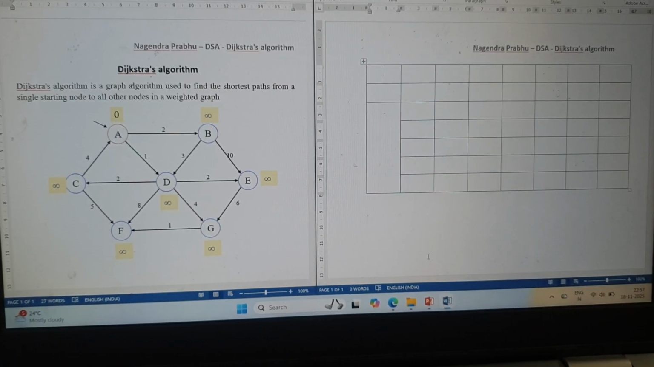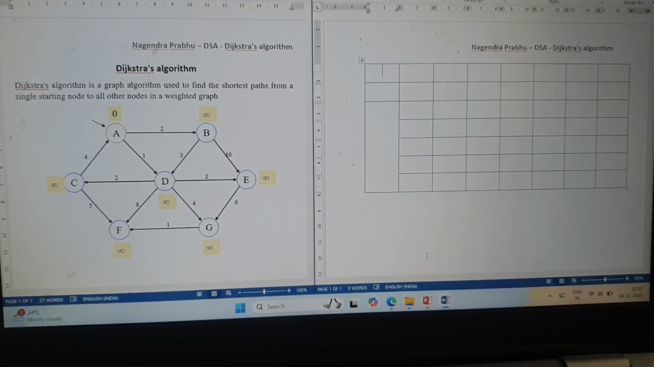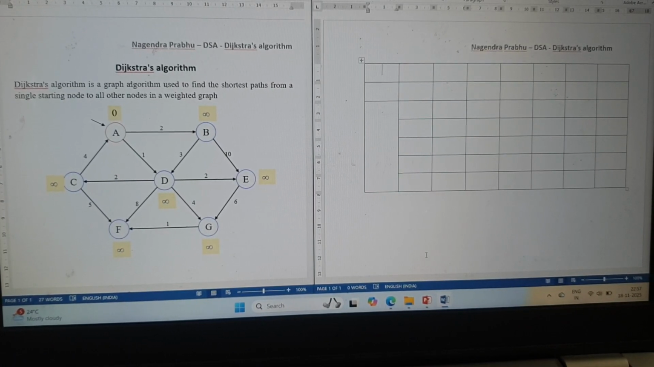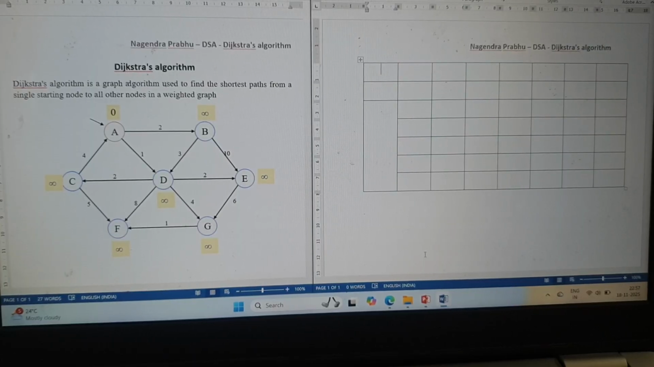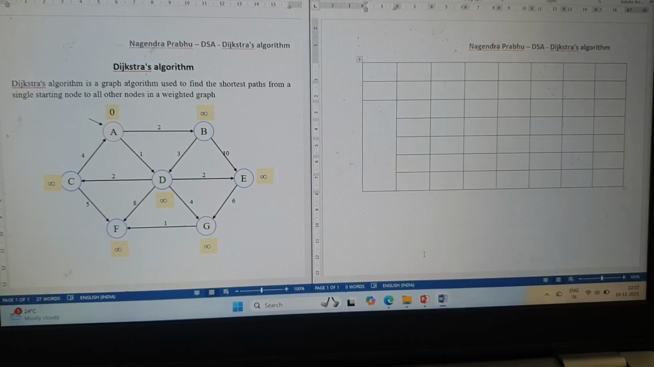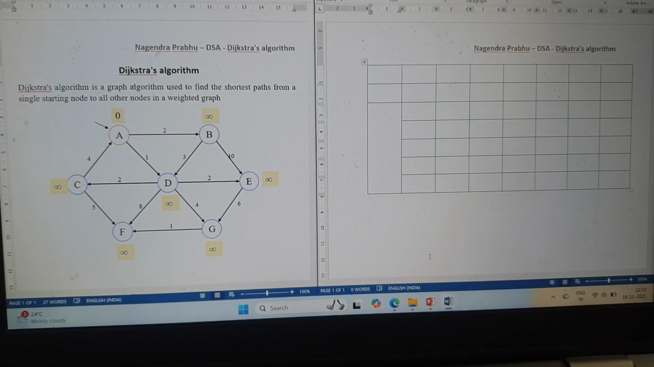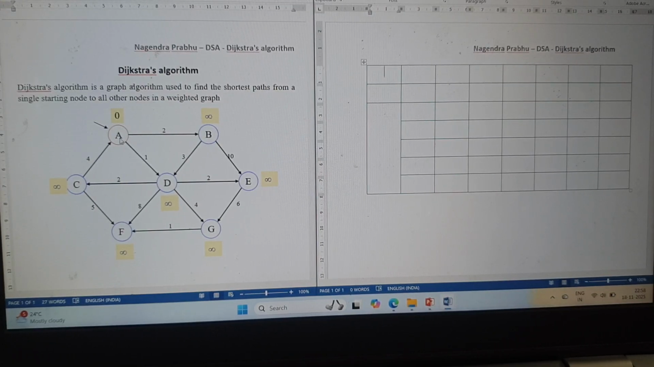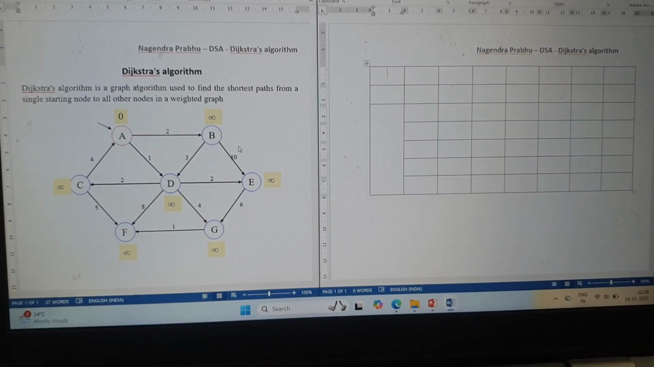Hi, in this session we are going to see how to solve a problem using Dijkstra algorithm. What is Dijkstra algorithm? It's a graph algorithm used to find the shortest path from a single starting node to all other nodes in a weighted graph. Here in the given graph, A is the starting point. Now we are going to find the shortest path from A to all other nodes: A to B, A to D, A to C, A to E, A to G. Like that, all the paths we are going to determine.